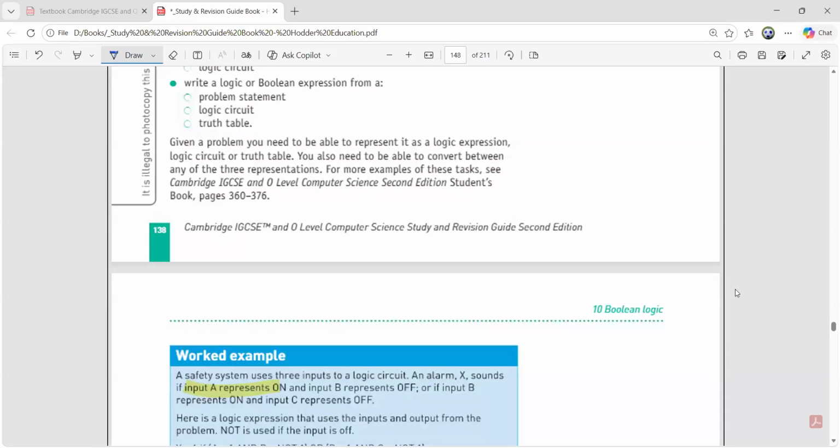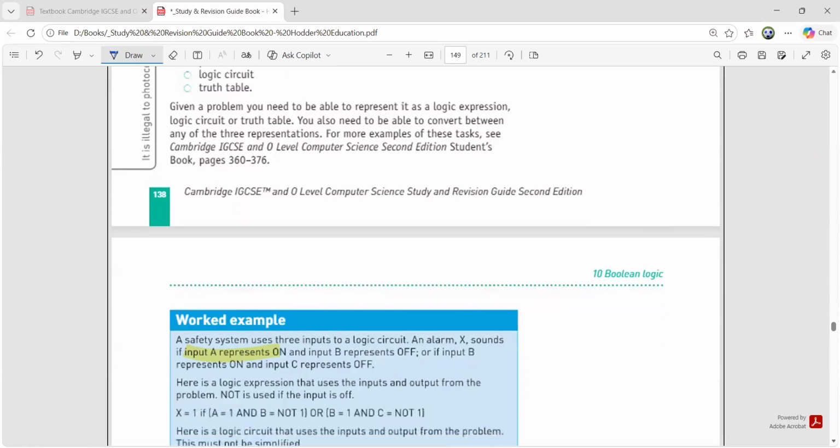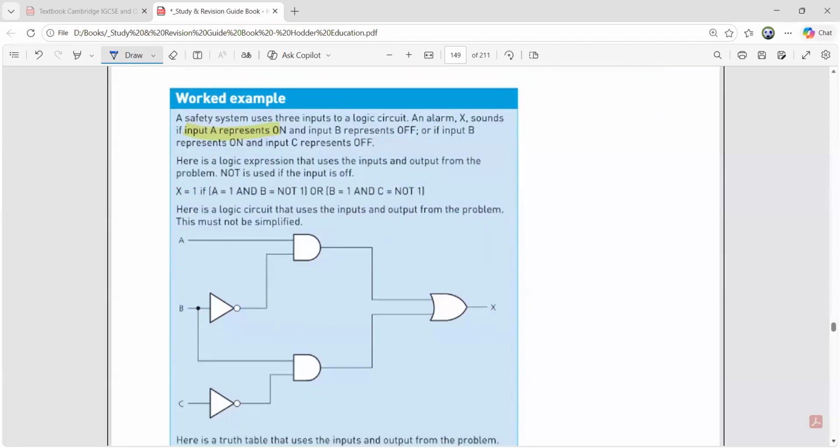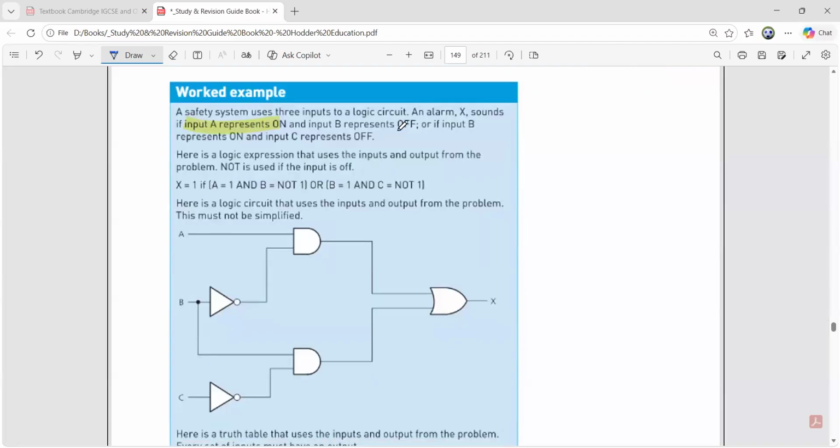So let's start from the worked example. A safety system uses three inputs to a logic circuit. An alarm X sounds if input A represents on. Input A represents on means it is basically 1. And this is what you can do even in the paper. And input B represents off, or. You can see this OR is simply the word written here, and they can represent it in the form of the OR gate here also. Or if input B represents on and input C represents off.